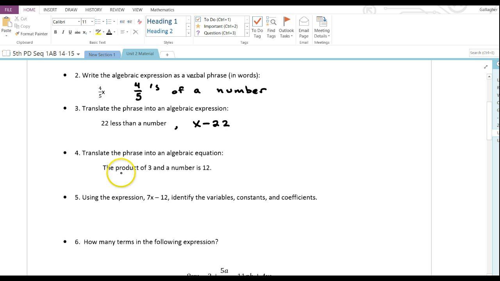Problem number four says the product of 3 and a number is 12. I'm going to write this as 3n equals 12.